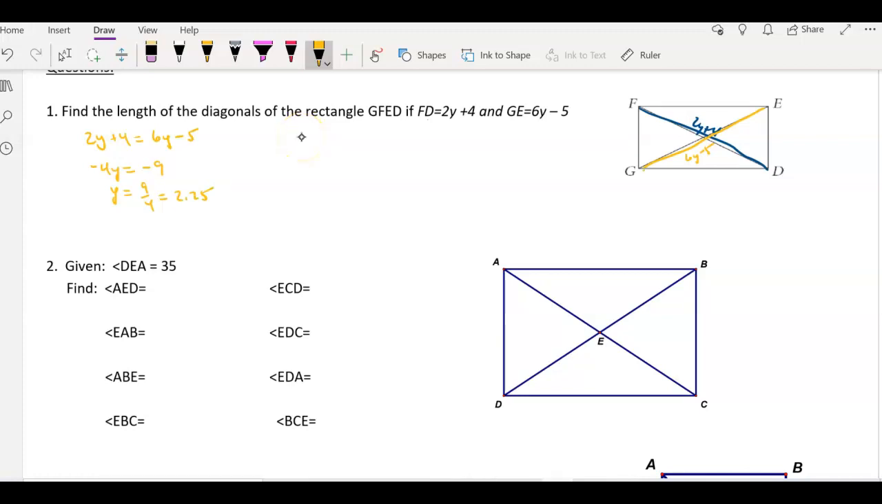So to find the length of these diagonals now, once I have y, FD we know is equal to GE. So I'm just going to plug y into one of these. So 2 times 2.25 plus 4 will give me 4.5 plus 4. So each diagonal has a length of 8.5 units long.